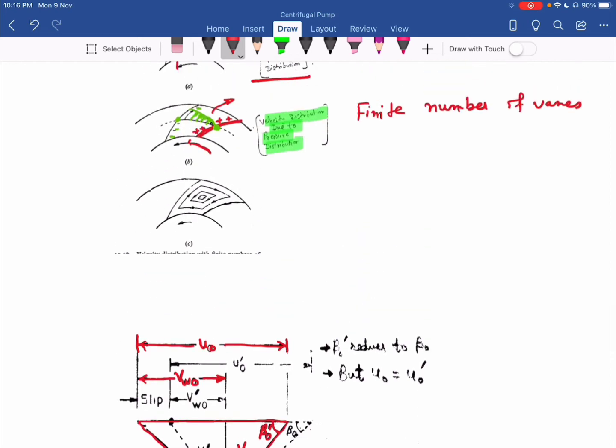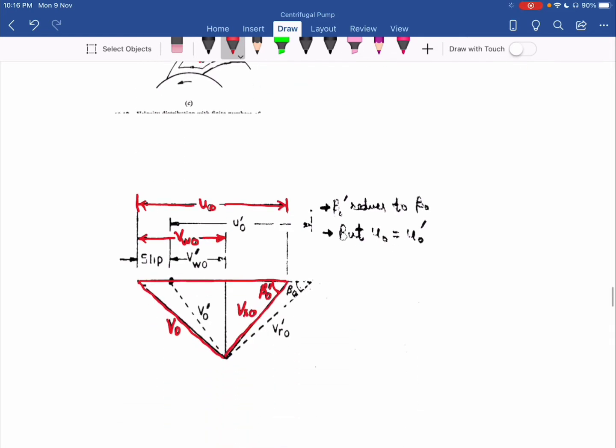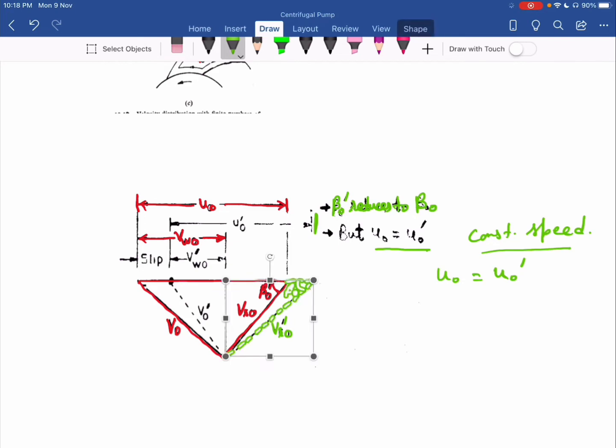Now when we have a finite number of vanes, due to this rotation, there is a reduction in beta 0 dash to, say, beta 0. Now you can see in this diagram there is reduction from beta 0 dash to beta 0, and my new relative velocity at the outlet is VR0 dash. Now my pump is rotating at constant speed. Therefore, U0 is equal to U0 dash: either we have a finite number of vanes or an infinite number of vanes, the speed of the pump is constant. So U0 is the same for both cases. Now from here you can see this is my U0 dash.